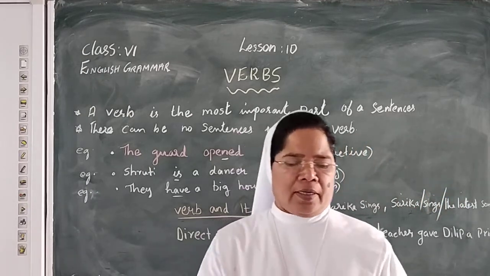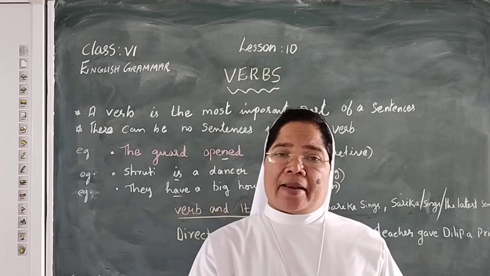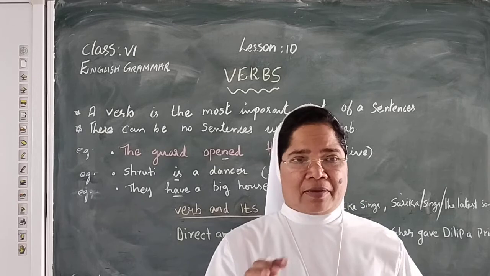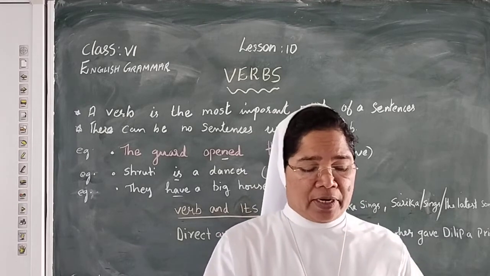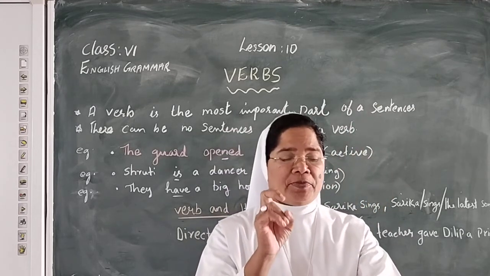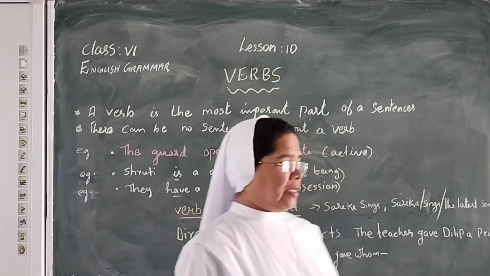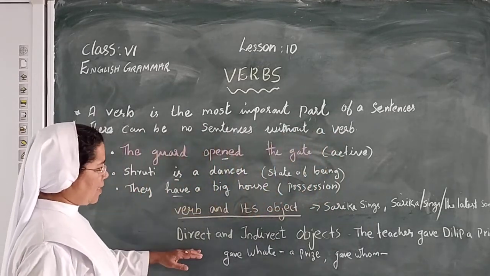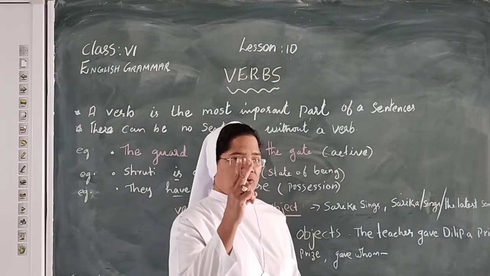Okay, now let us go to the direct and indirect object. Some sentences have direct and some have indirect objects. Some verbs have two objects. Let us see one sentence.